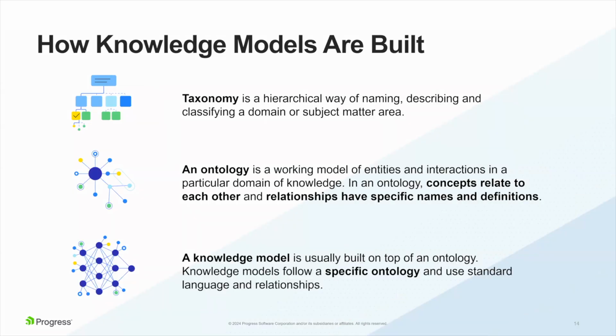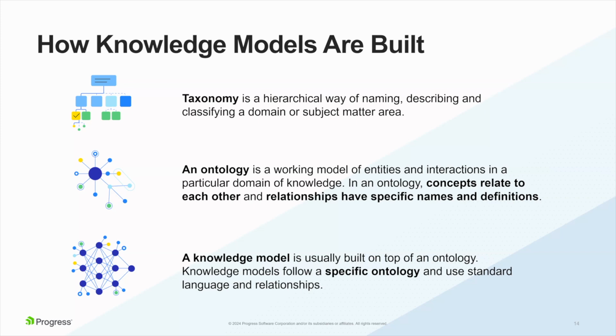So let's talk about how knowledge models are built. But before I do that, I want to cover some nomenclature, how we look at these terms. First off, a taxonomy is a hierarchical way of naming, describing, and classifying a domain or subject area. You might think of the taxonomy as a hierarchical relationship, with broader and narrower terms.